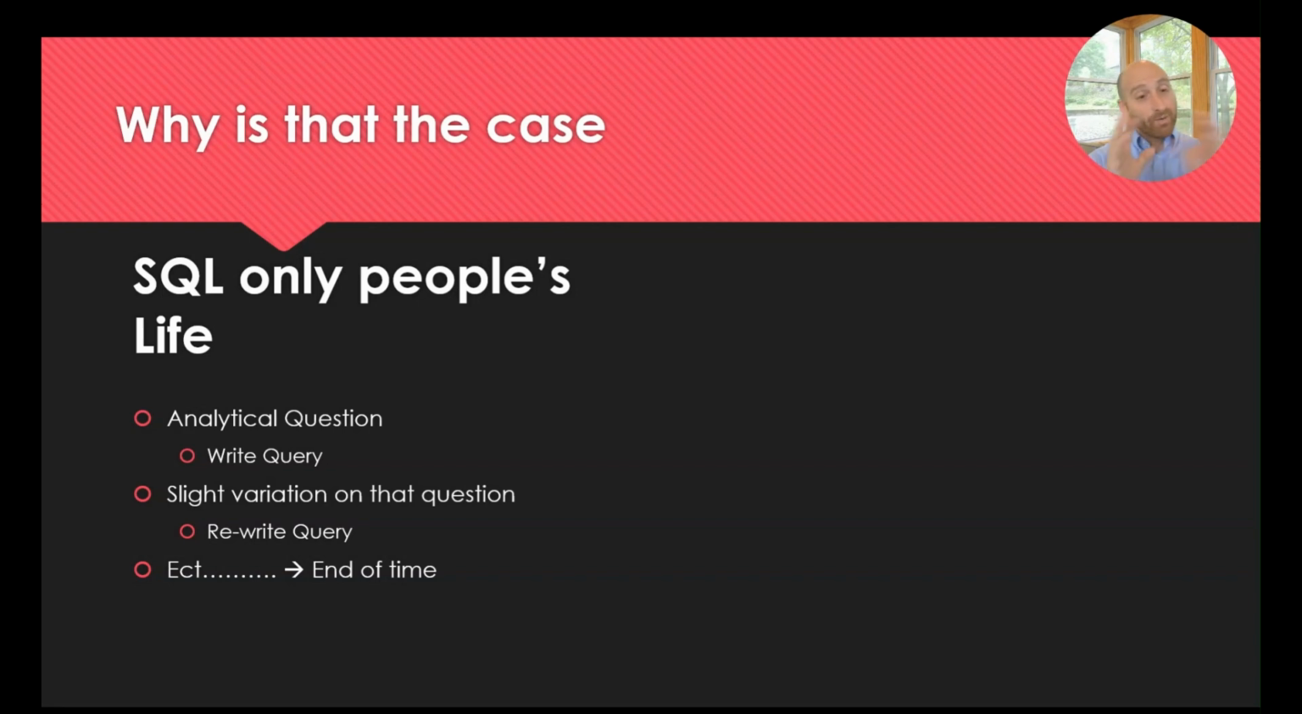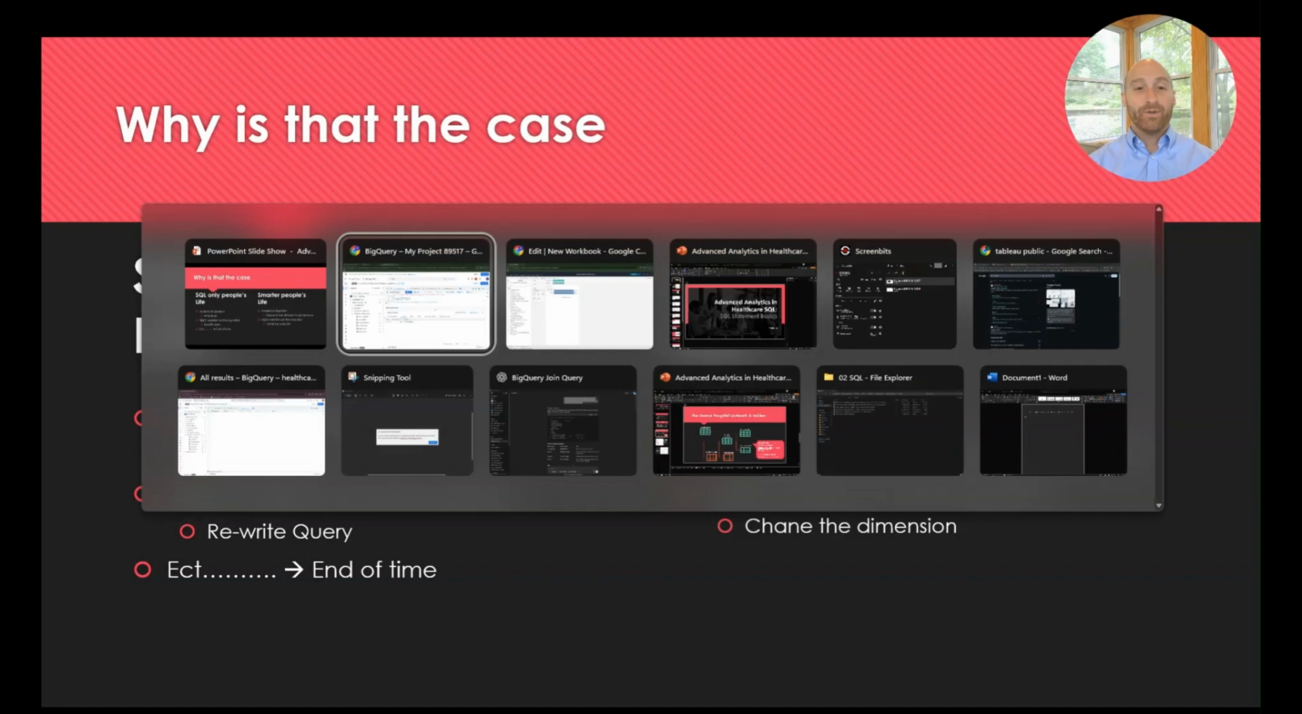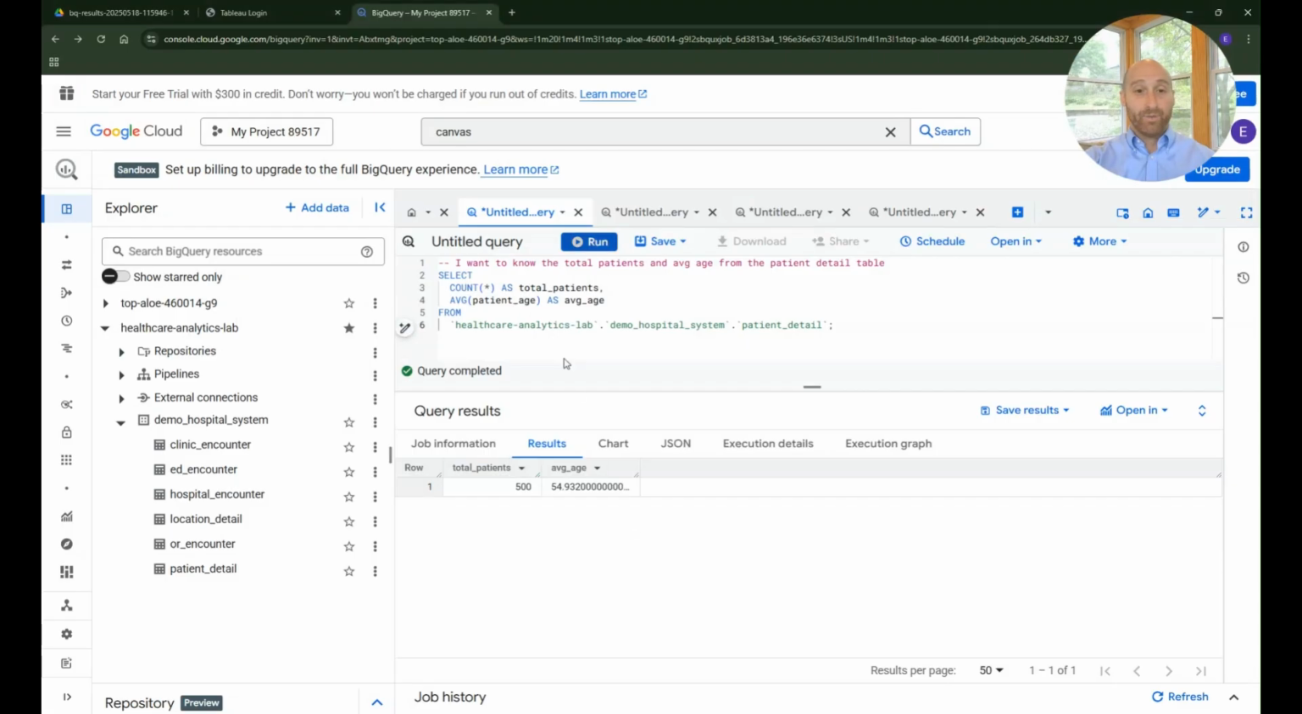Analytical question, write SQL, slight variation on that question, rewrite SQL, rinse and repeat over and over and over until the end of time. If you're a little bit smarter, your life will look like this. Analytical question, drag and drop dimension and measure. Slight variation in the question, change out the dimension, and rinse and repeat, actually getting information quickly between question and information.